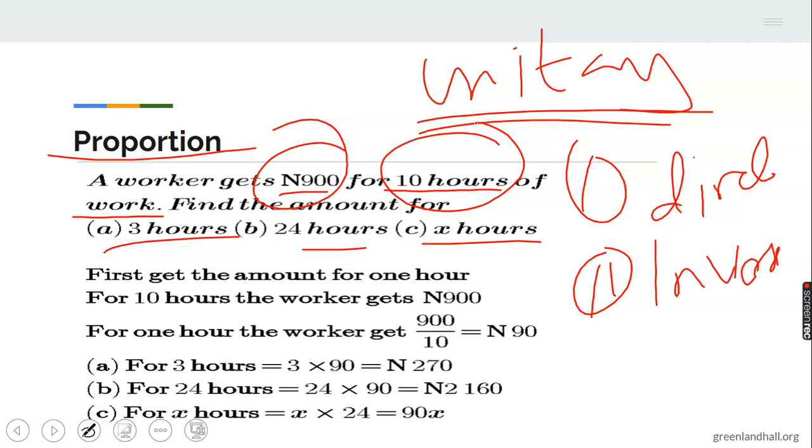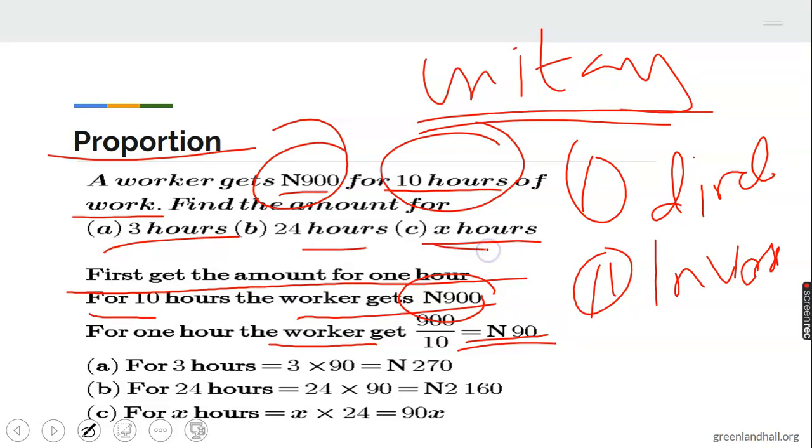The first thing to do is to get the amount for 1 hour. Now for 10 hours the worker gets 900 naira. Since we are looking for the amount, the amount is always on the last part of a sentence. Now for 1 hour the worker gets 900 divided by 10, that is 90 naira. You can see, before you can do any calculation on this, you have to get the amount the worker is getting for 1 hour before you can now get it for 3 hours, 24 hours and x hours.